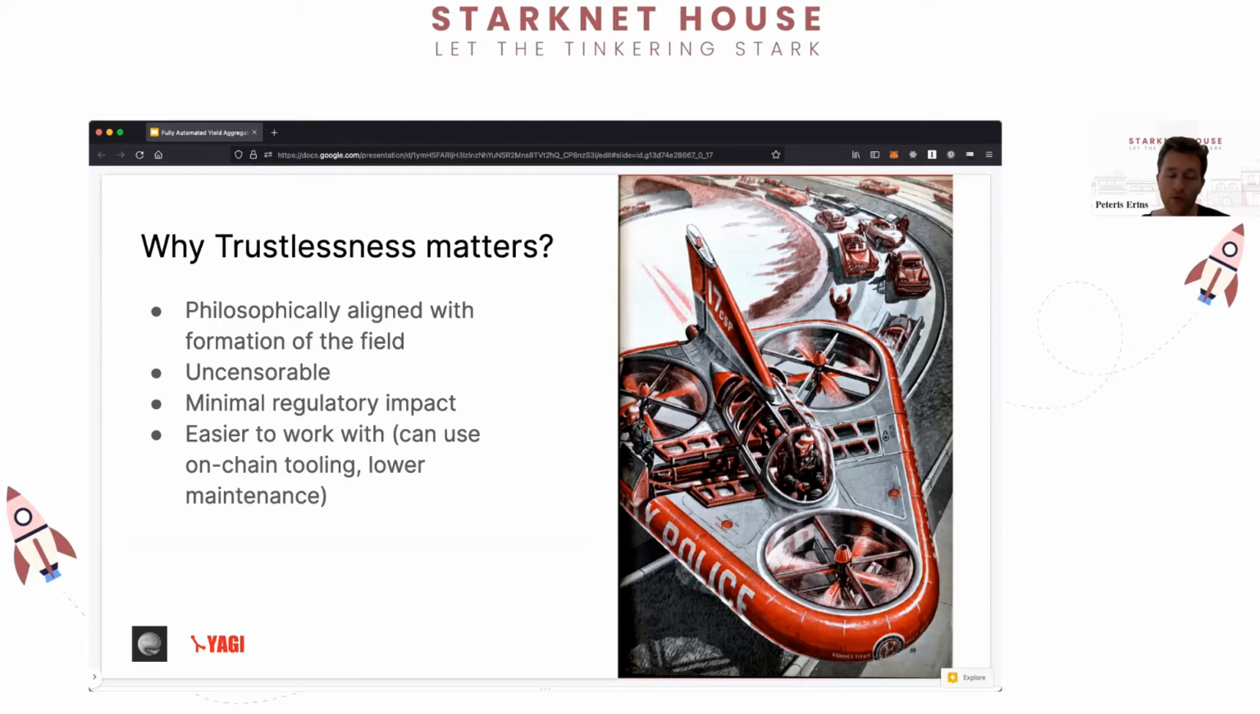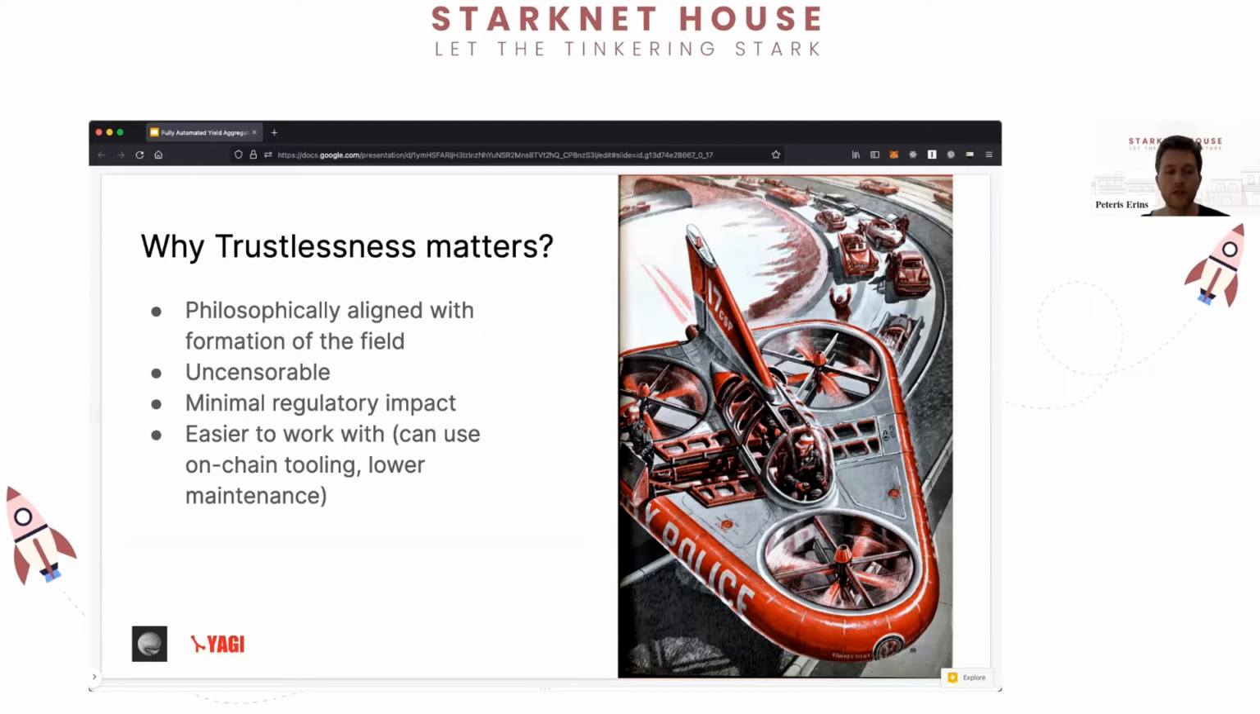The very related thing is that trustless protocols are uncensorable, right? If they're developed in the right way, it's very hard for an entity, almost by definition, to block the protocol from existing. The third one is very practical for developers. It's minimizing regulatory impact. We're entering an environment where there is more regulatory tension around crypto, partially because it's becoming more successful.